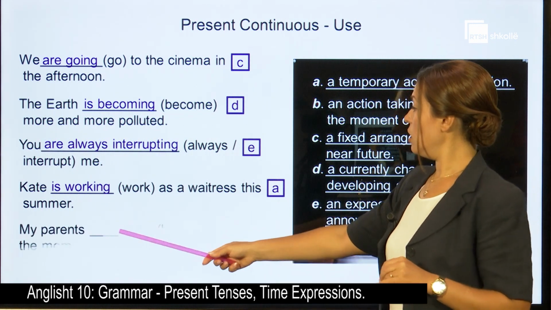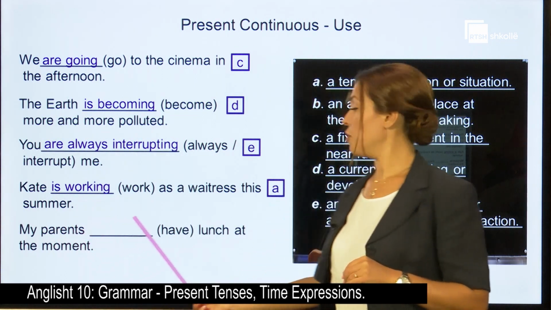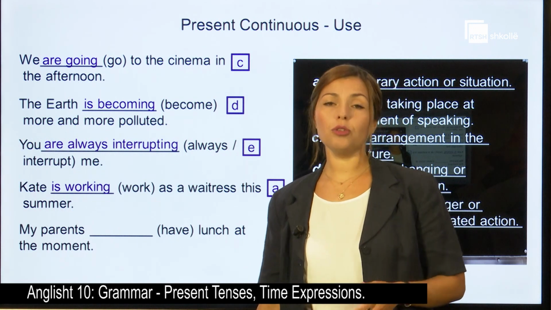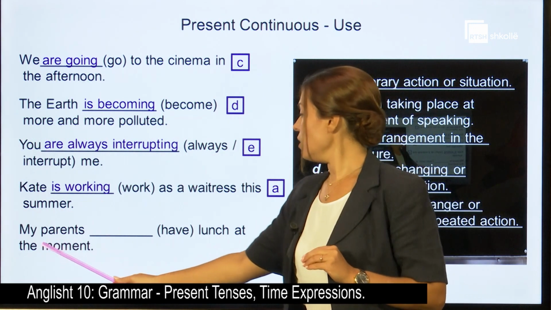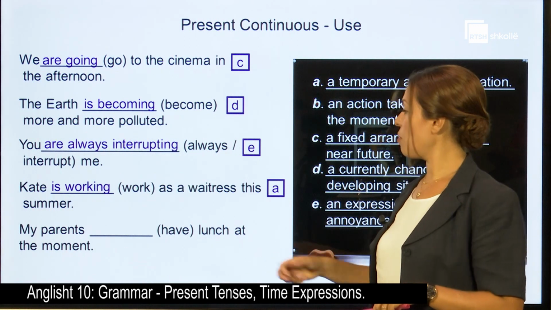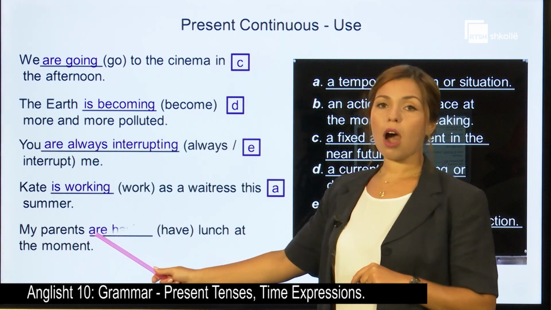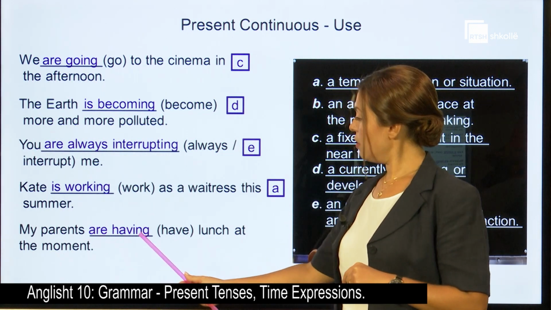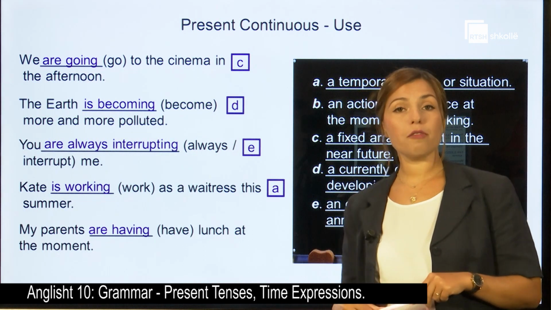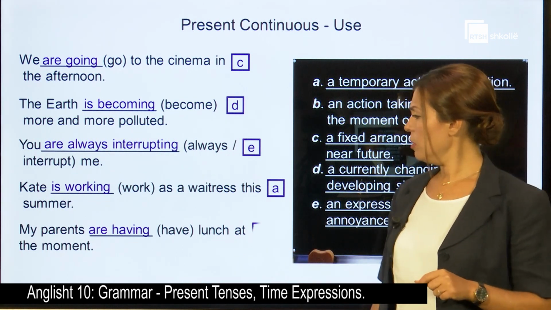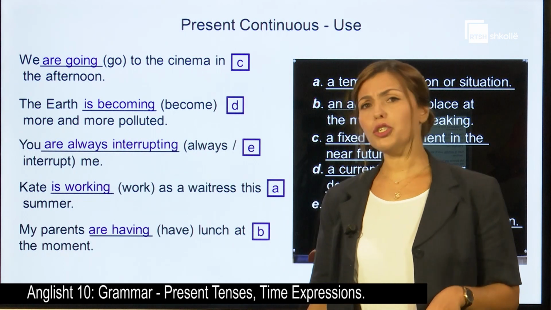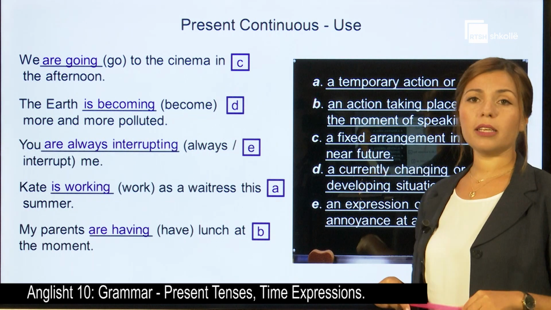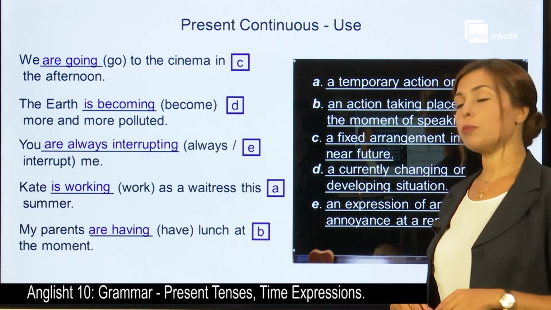And let's move on. My parents, you have the verb have, lunch at the moment. And that is the most classical use of the present continuous. At the moment, they are doing something. So my parents are having, the verb to be, are, and our verb in ing, are having. And of course, we said that the main use of the present continuous is that the action is taking place at the moment of speaking.